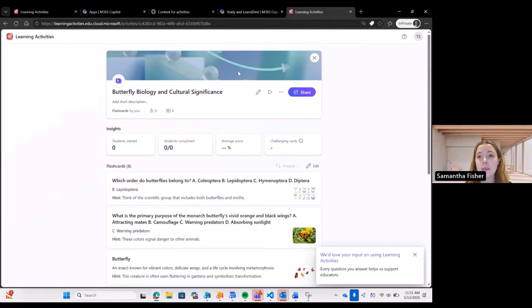We actually see the most common use case is students uploading their teacher's PowerPoints and then generating activities for themselves based on whatever PowerPoint their teacher was presenting. So that's a really cool option.